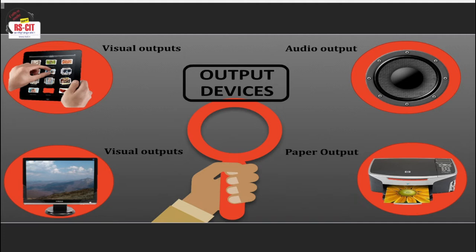Visual outputs include text, graphics, and video. Audio output includes sounds, music, and synthesized speech. Most common output devices are monitors, printers, and speakers. We will discuss each of them one by one.